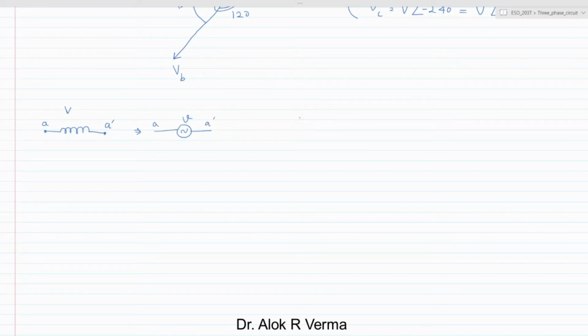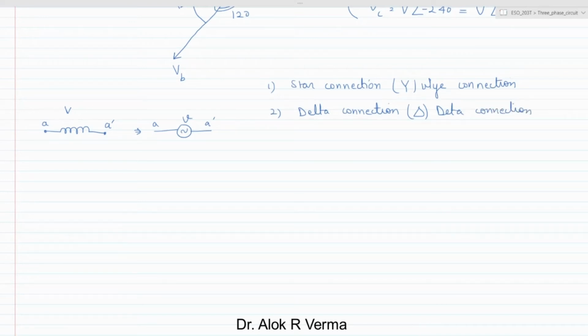So when we connect the three phase voltages, we have two different kinds of topology of connection. One is star connection, which is also known as Y connection, and another topology is delta connection. So these are the two names of these connections.